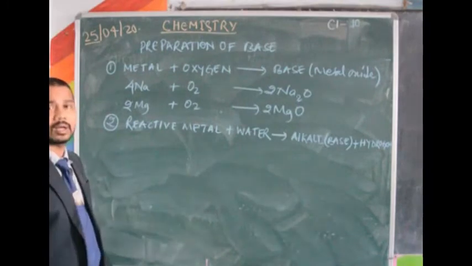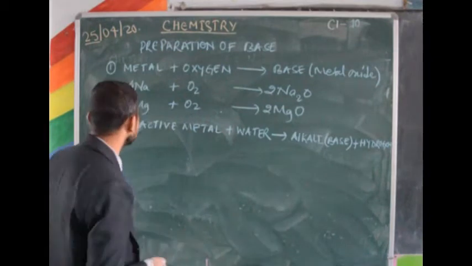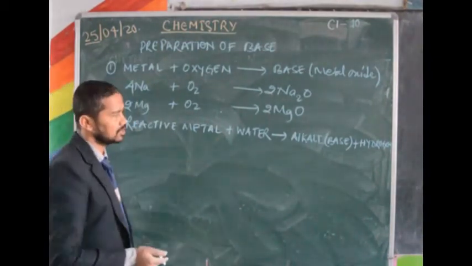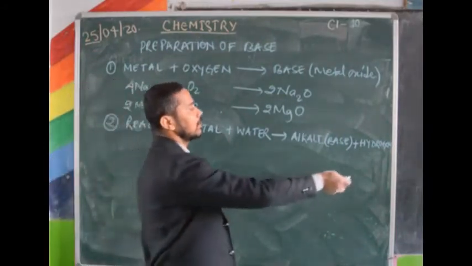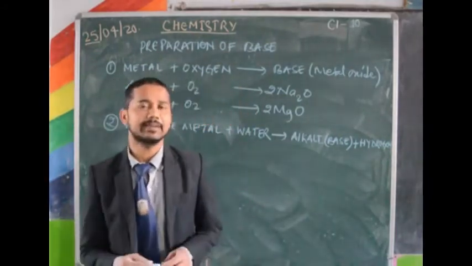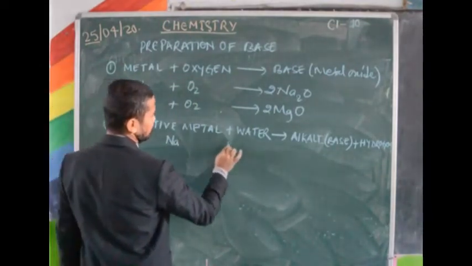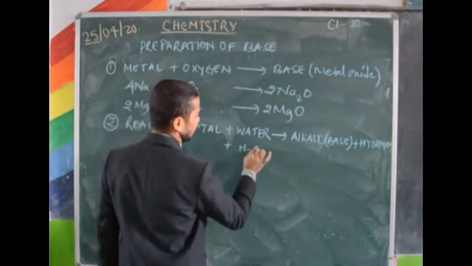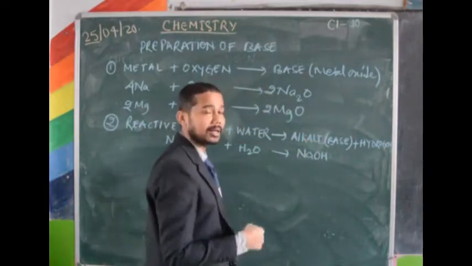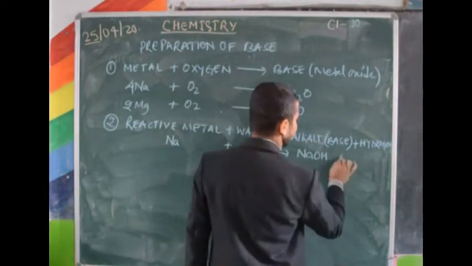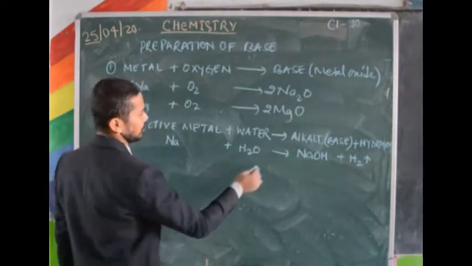Reactive metals, for example, sodium, potassium and calcium, are highly reactive. When they react with even cold water, the reaction is highly explosive. Why? Because they form hydrogen gas, and hydrogen gas is highly inflammable. So sodium reacts with even cold water to produce sodium hydroxide, which is an alkali, and all alkalis are bases, plus hydrogen gas. Let's balance this.